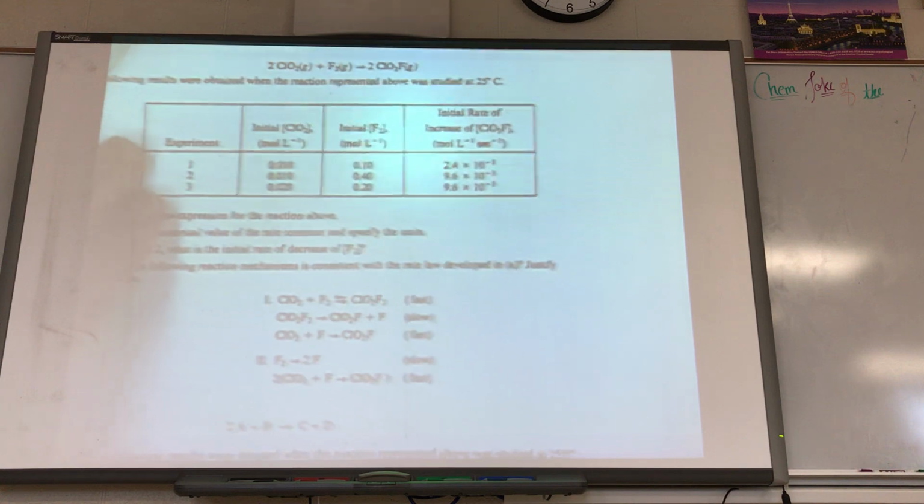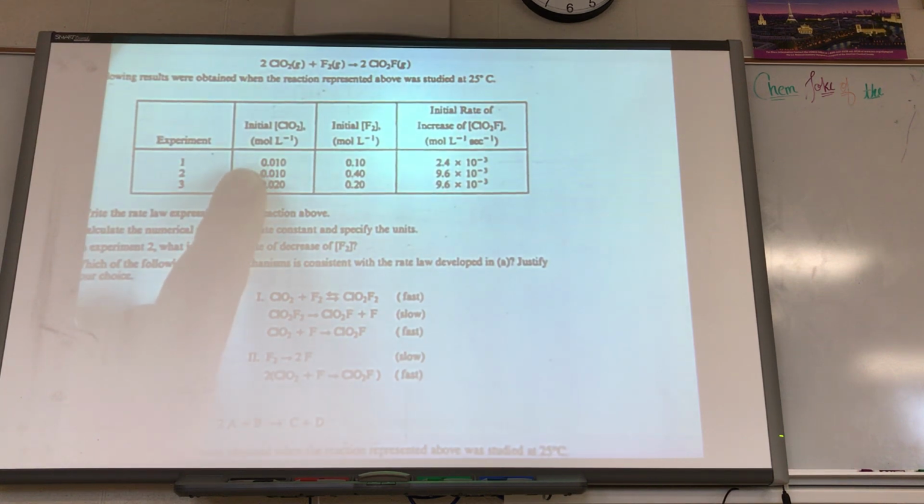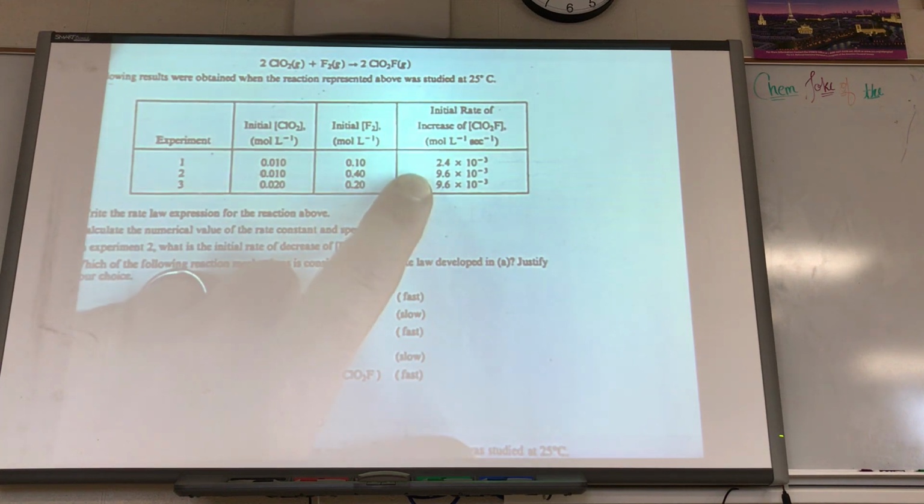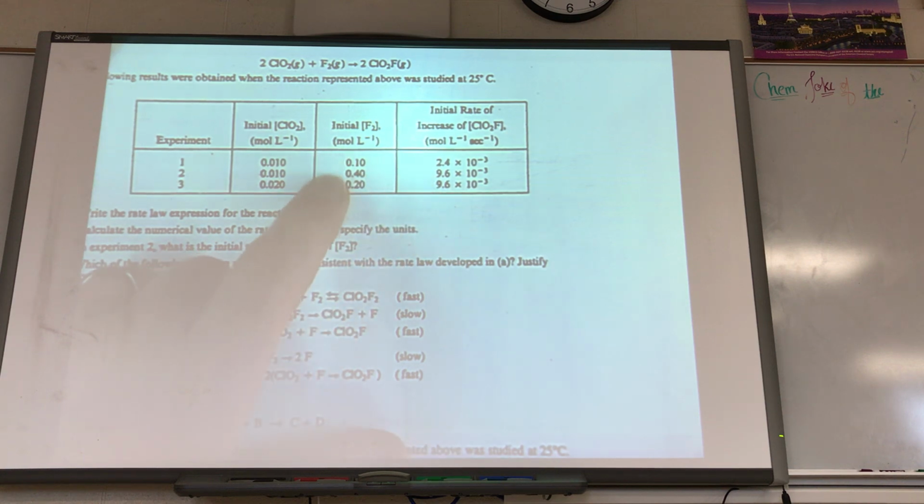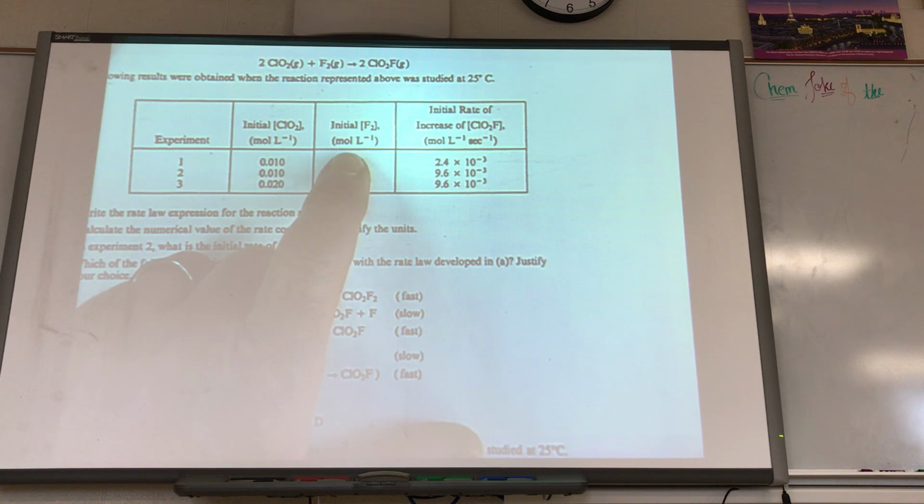So take a look. In trials 1 and 2, the concentration of ClO2 is held constant. So we can easily find the order of F2. F2 looks like it's going up by a factor of 4 from 0.1 to 0.4. And what's happening to the rate? Can you tell from looking at it? It's quadrupling. So the concentration quadruples, causing the rate to quadruple. What's the order of F2? First order.